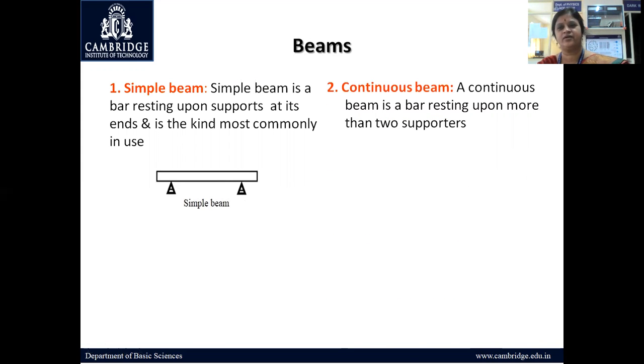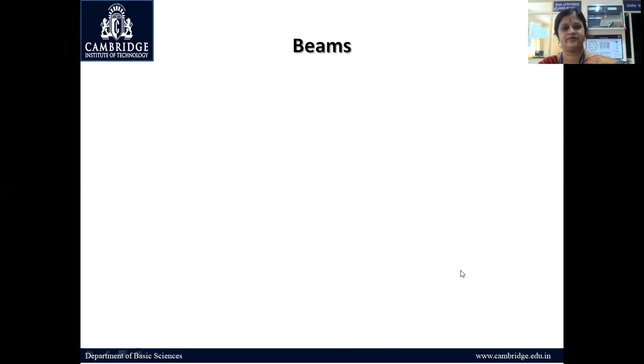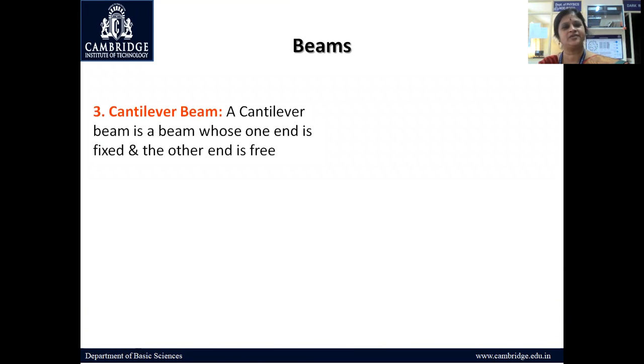Then the second one is a continuous beam. A continuous beam is a bar resting upon more than two supports. That is a continuous beam. Third one, the cantilever beam. A cantilever beam is one whose one end is fixed and the other end is free. It is a single cantilever whose one end is fixed, and the other end is either free or can be loaded. That is a cantilever beam.